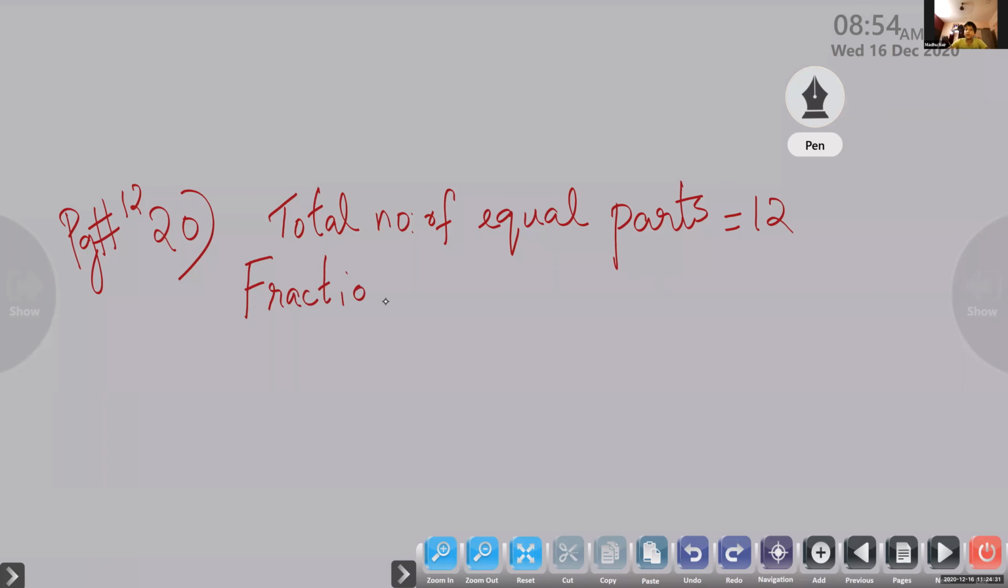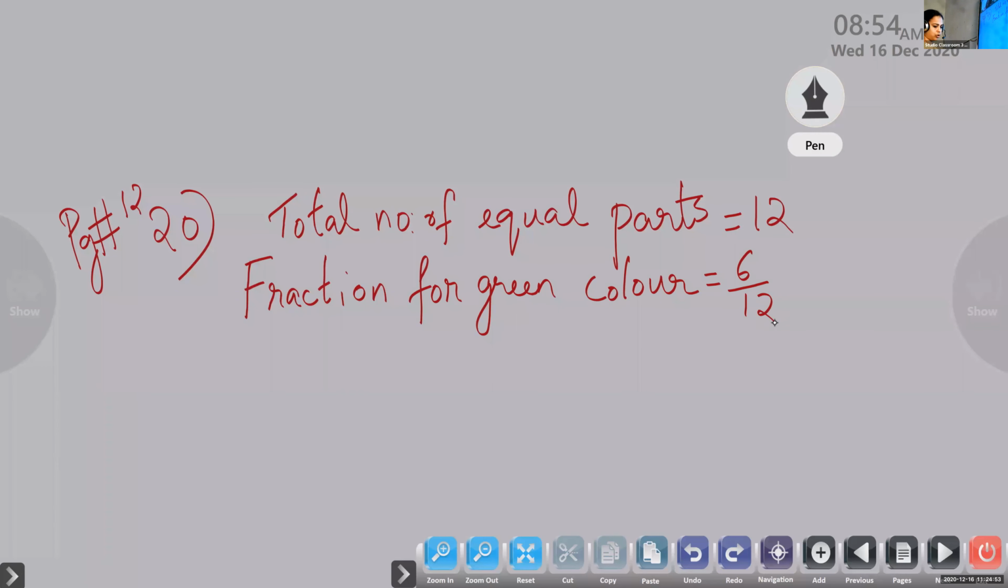6 by 12. Okay. So children, write down green, white, and orange. All of you can do it alone. Fraction for green color is 6 by 12. Now write like this for white and orange.